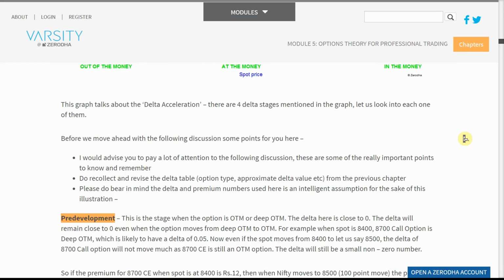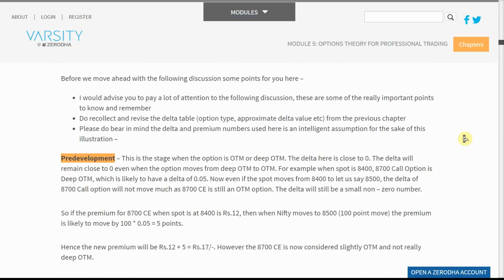Pre-development. This is the stage when the option is OTM or deep OTM. The delta here is close to 0. The delta will remain close to 0 even when the option moves from deep OTM to OTM. For example, when spot is 8,400, the 8,700 call option is deep OTM, which is likely to have a delta of 0.05. Now, even if the spot moves from 8,400 to, let us say, 8,500, the delta of the 8,700 call option will not move much, as 8,700 CE is still an OTM option. The delta will still be a small non-zero number.